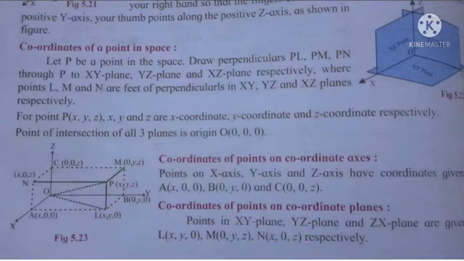You remember all these coordinates of a point on the coordinate axis. If it is on an axis, see what it will be. Point A is on the x axis, so its y and z coordinates are 0. Point B is on the y axis, so its x and z coordinates are 0. And point C is on the z axis, so its x and y coordinates are 0. And points M, N and L lie on the planes. So in whichever plane they lie, that coordinate is present, other coordinates are 0.